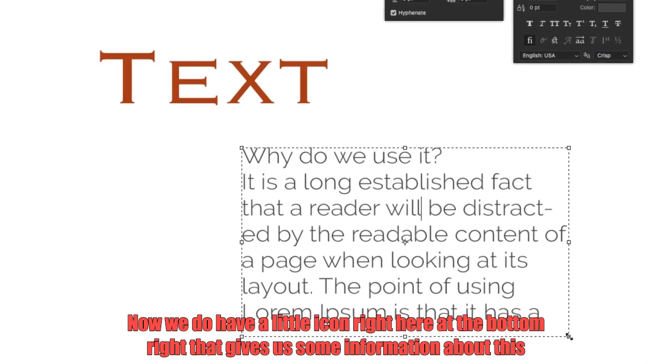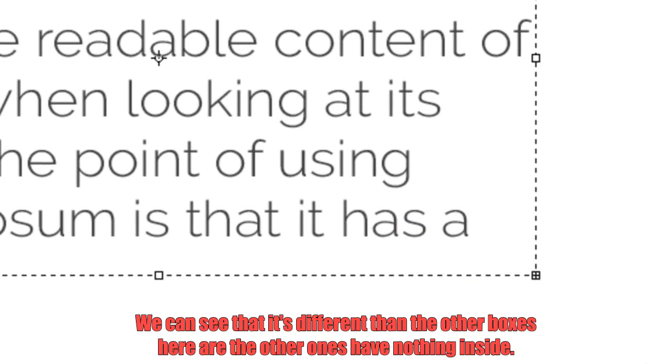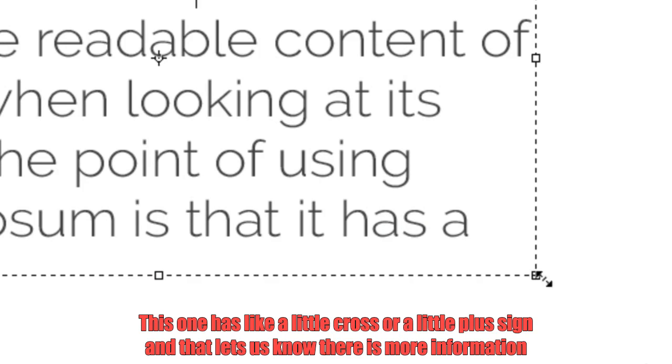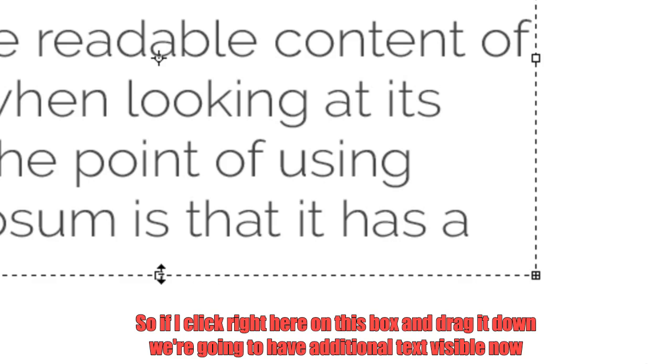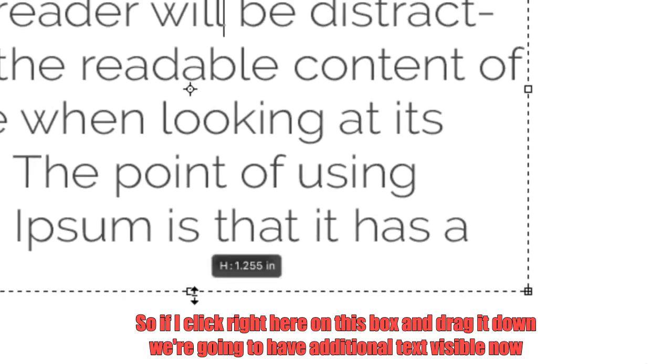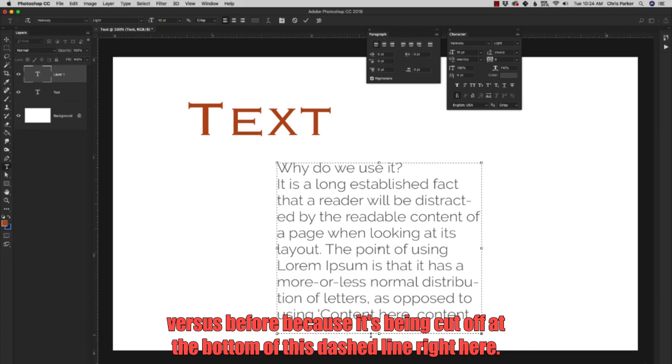Now we do have a little icon right here at the bottom right that gives us some information about this particular paragraph. We can see that it's different than the other boxes here. The other ones have nothing inside. This one has like a little cross or a little plus sign, and that lets us know there's more information inside of this text box. So if I click right here on this box and drag it down, we're going to have additional text visible now versus before because it's being cut off at the bottom of this dashed line right here.